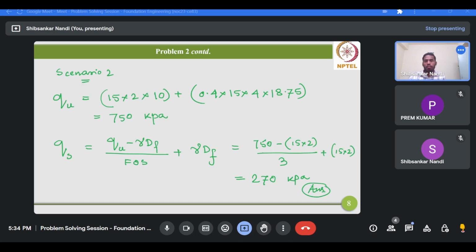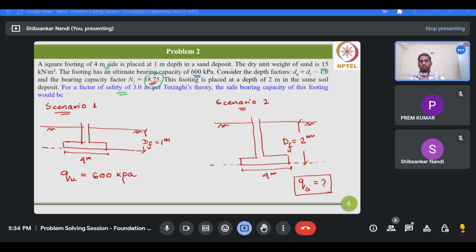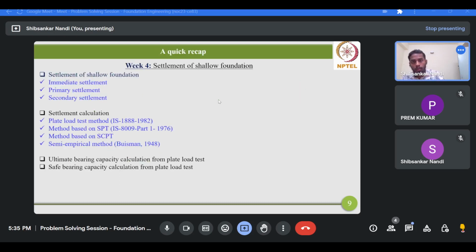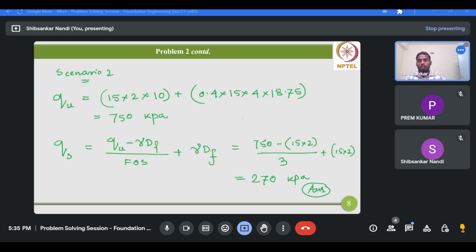For the given problem, when the footing is placed at a greater depth of 2 meter in the same soil deposit, with a factor of safety of 3 as per Terzaghi's theory, the safe bearing capacity of the footing will be 270 kPa. So with this problem, we basically come to an end for the bearing capacity discussion.